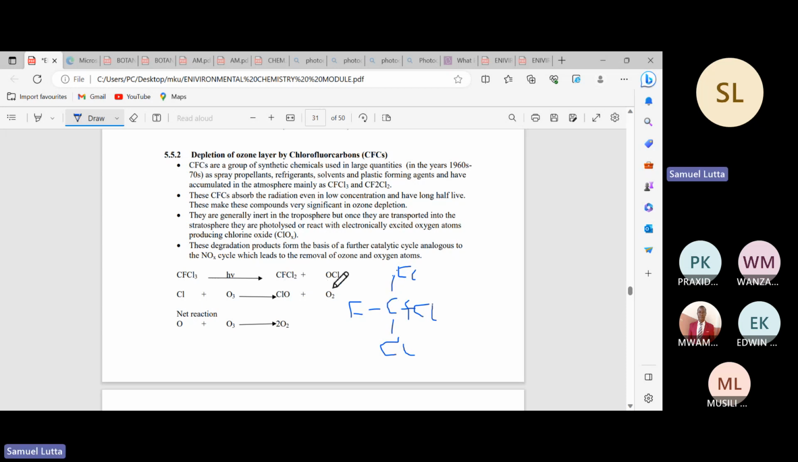Sorry about that, this oxygen is not there. So this is what you generate from there. And then the atomic chlorine. The atomic chlorine will now react with ozone, where it will pick an oxygen from ozone to form ClO plus oxygen gas. So this is what you get over there.